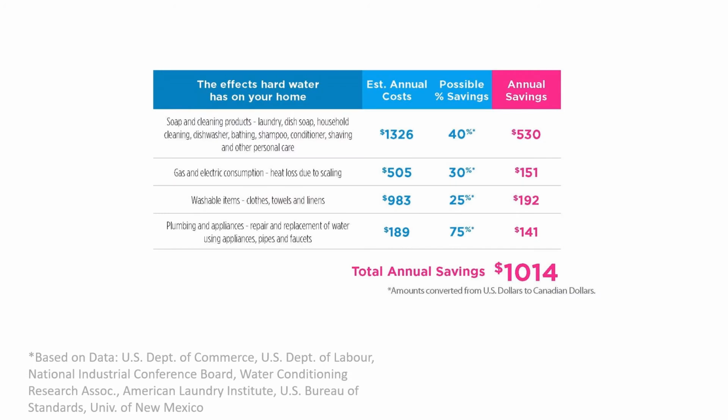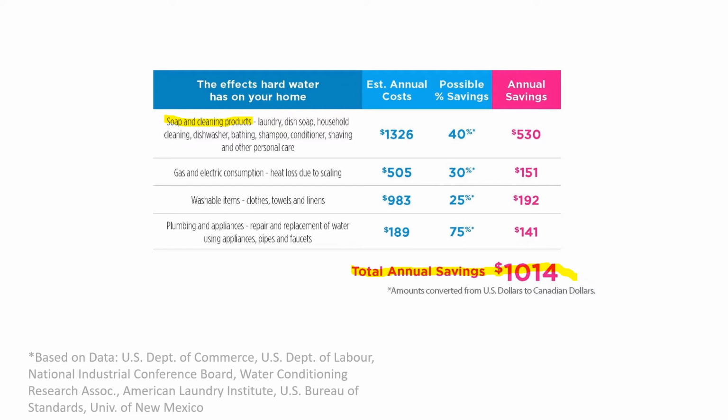Now there's an interesting study that I want to share with you, and it's the potential savings realized by the average family of 4 when they run soft water through their home. And that total potential savings works out to about $1,014. And the study was done in 4 categories, and the first was soap and cleaning products.